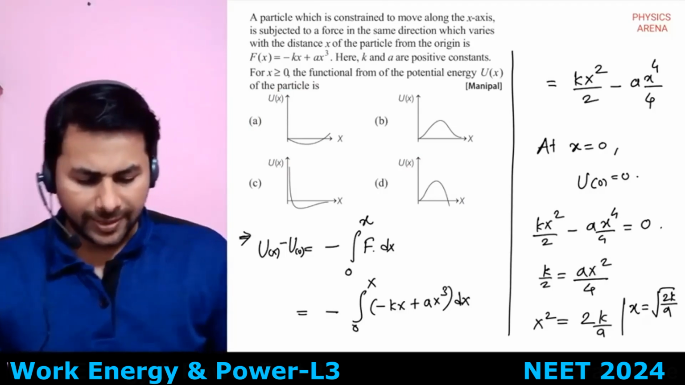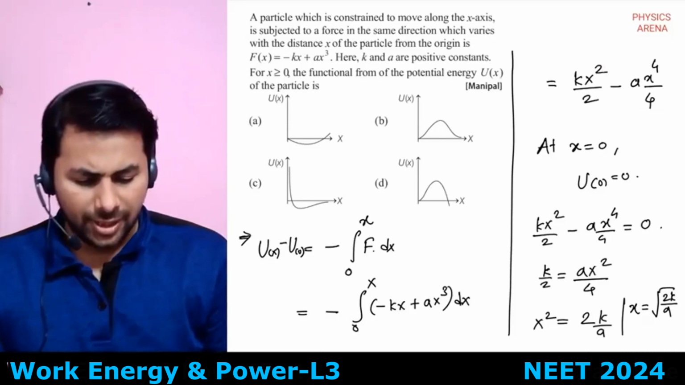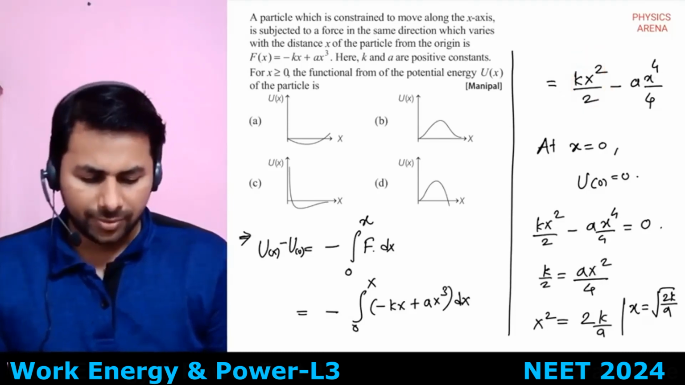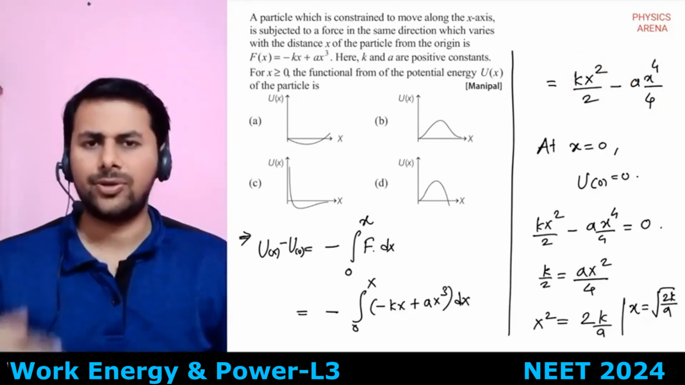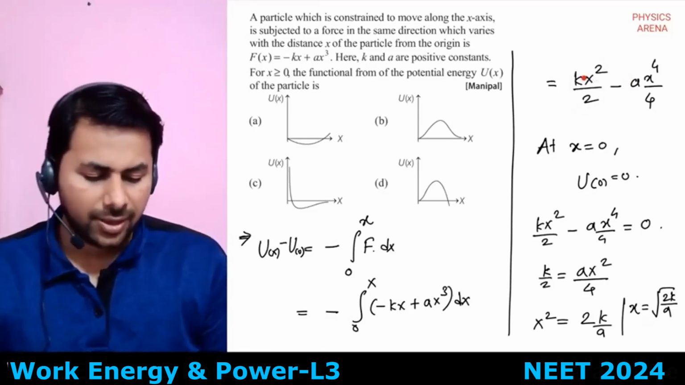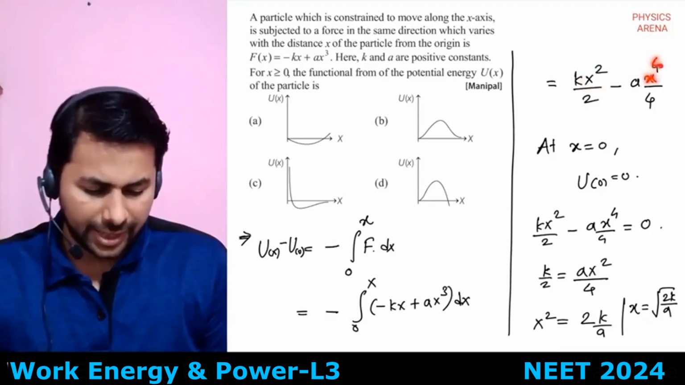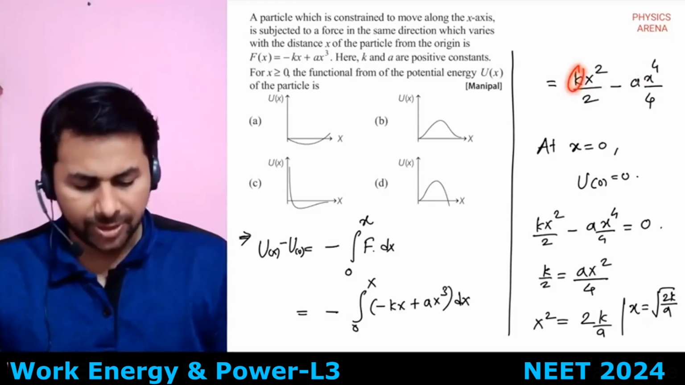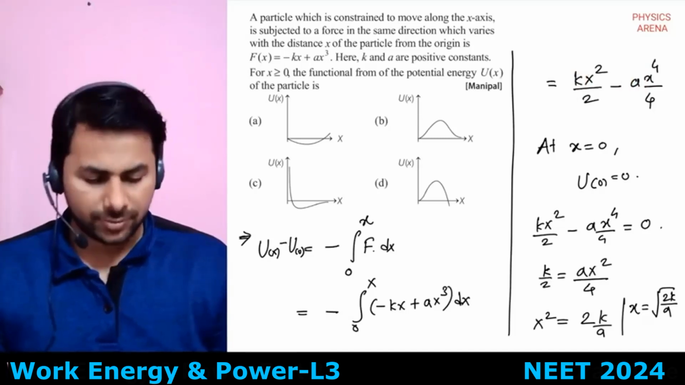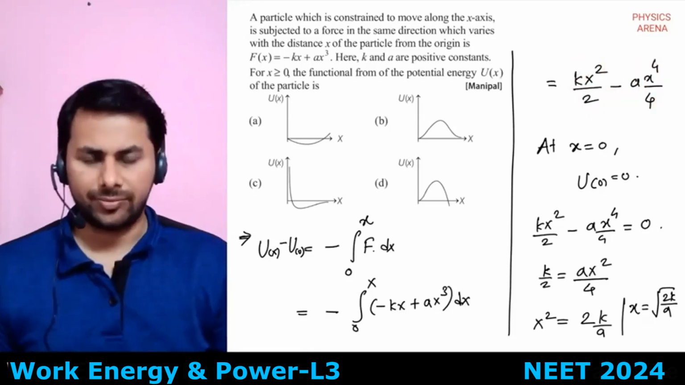Okay. So for that, consider the formula for potential energy. It is kx square upon 2 minus a x raised to 4 upon 4. Here you can see it is x square, and this is x raised to 4. K is positive, A is also positive. So this is a positive term and this is a negative term.